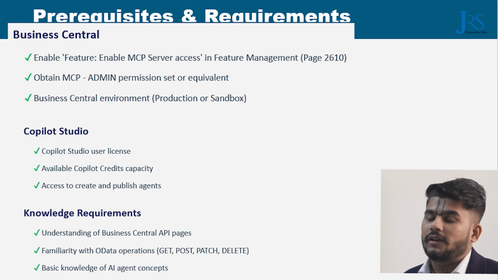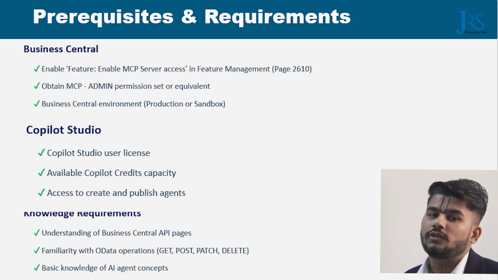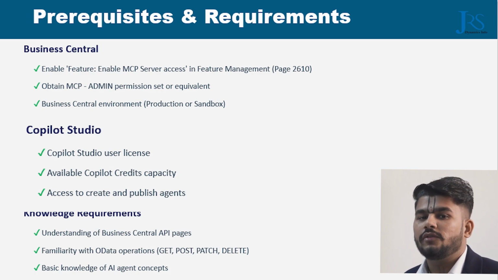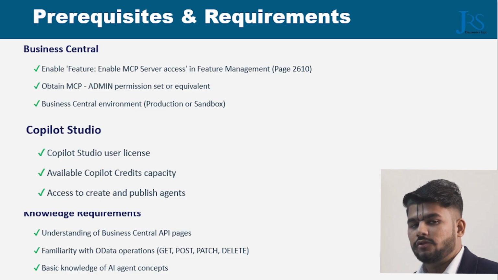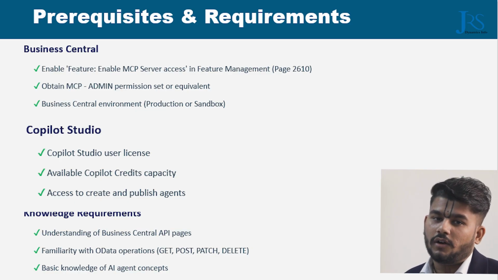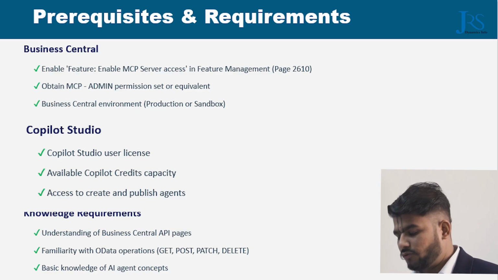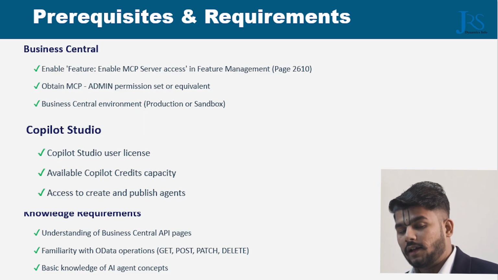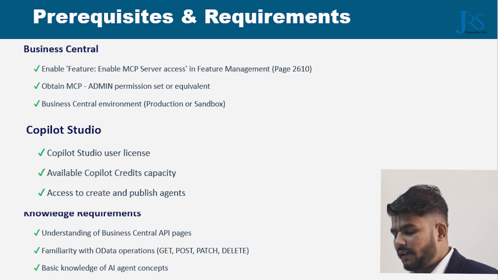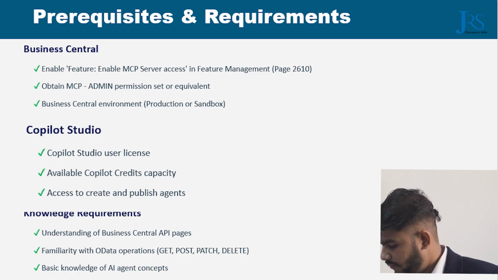After this, you need Copilot Studio, because you will have to create the agent. How will you create it? Through Copilot Studio. And to use Copilot Studio, you must have a user license. For a trial version, you can definitely get it free, but after that you need a user license and available Copilot credit capacity. Basically, this is for AI capabilities and access to create and publish the agents. Obviously, you should have a Copilot admin kind of role.